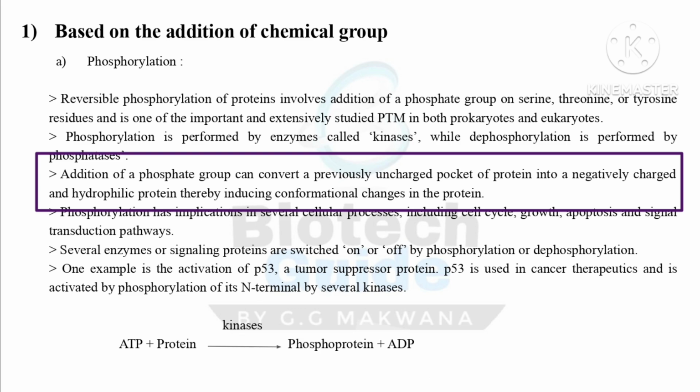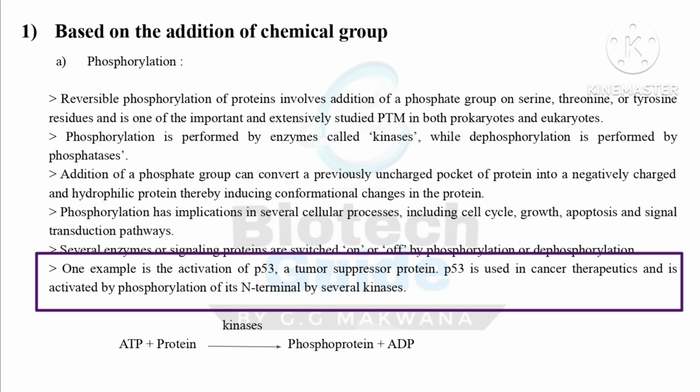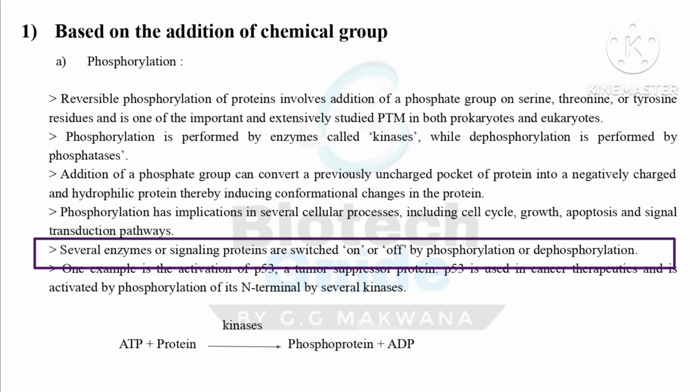Then the second point is example. Basically, activation of the p53 tumor suppressor protein, which is used in cancer therapeutics, is activated by phosphorylation at its N-terminal by several kinase enzymes. So this is one important example. And several enzymes or signaling proteins are switched on and off by phosphorylation or dephosphorylation. So this is also one important point of phosphorylation.